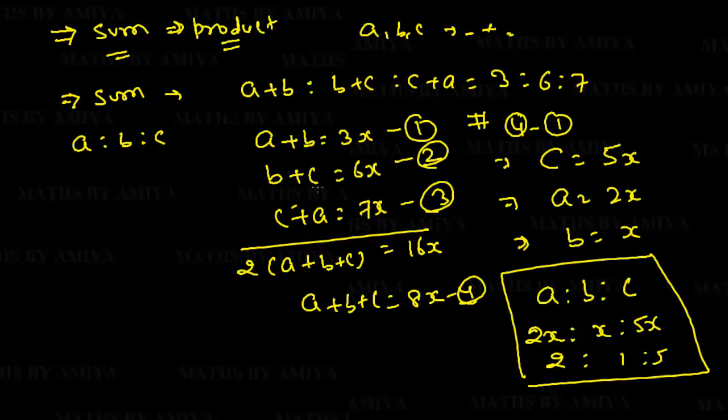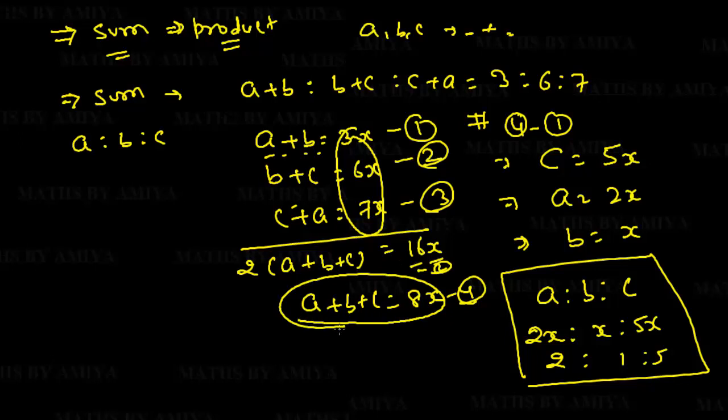But if you observe the pattern, first we add all the ratios. Then divide by 2, because we have two terms in each ratio. First summation, then divide by 2. Then we will get the summation of individual variables, A plus B plus C. Then we find the gap. 8x minus 3x is 5x, and here in A plus B the C is missing. So first summation, then divide by the number of terms in a ratio. Then find the gap, and the gap is nothing but the missing term.